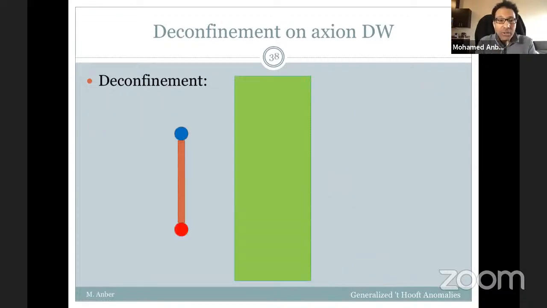So I just told you that the theory enjoys an emergent one-form center in the bulk, but now because there is a Chern-Simons theory that lives in the domain wall, and we know that the Chern-Simons theory is a gapped theory, then we expect that the quarks will be deconfined on the axion domain wall. So basically, we are saying that this deconfinement on the axion domain wall is a result of matching the anomaly, the BCF anomaly, between the bulk and the domain walls.